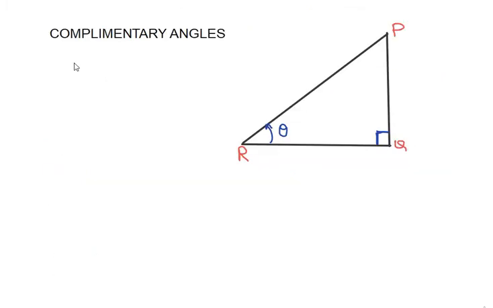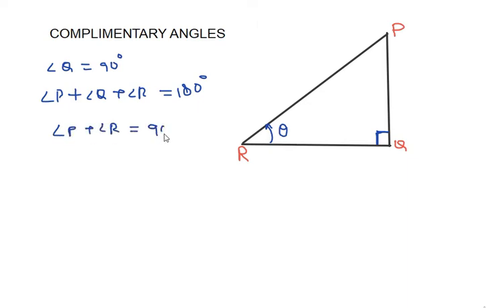Now we will discuss complementary angles. You can see in the figure PQR, right angle at Q. So this is right angle. Angle Q is equal to 90 degree. And if we talk about the angle P and angle R, by the angle sum property of a triangle, angle P plus angle Q plus angle R should equal to 180 degree. And since angle Q is 90 degree, so what about angle P plus angle R? It must be 90 degree.